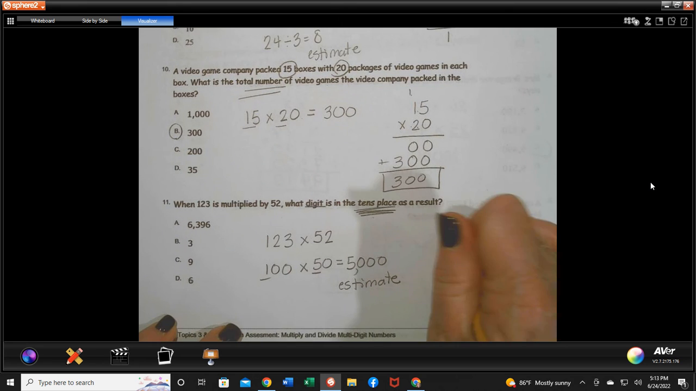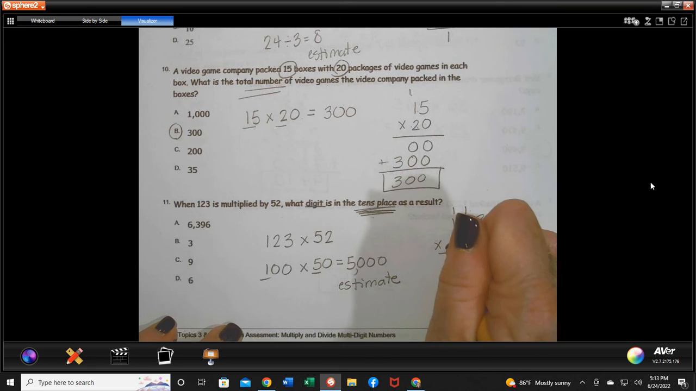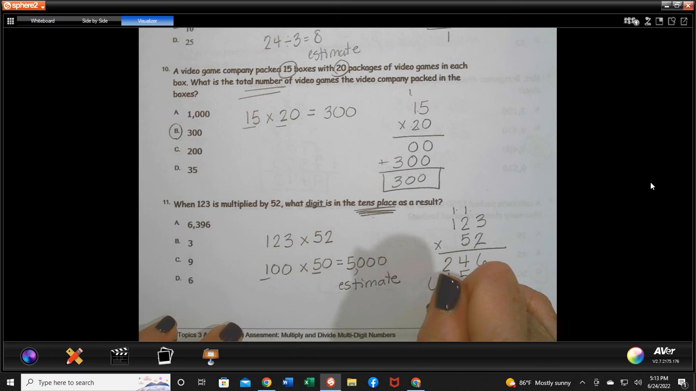So 123 times 52. We start multiplying by that 2. 2 times 3 is 6. 2 times 2 is 4. 2 times 1 is 2. We're done with the 2. We put down that place value holder. 5 times 3 is 15. 5 times 2 is 10 plus 1 is 11. 5 times 1 is 5 plus 1 is 6. We add.